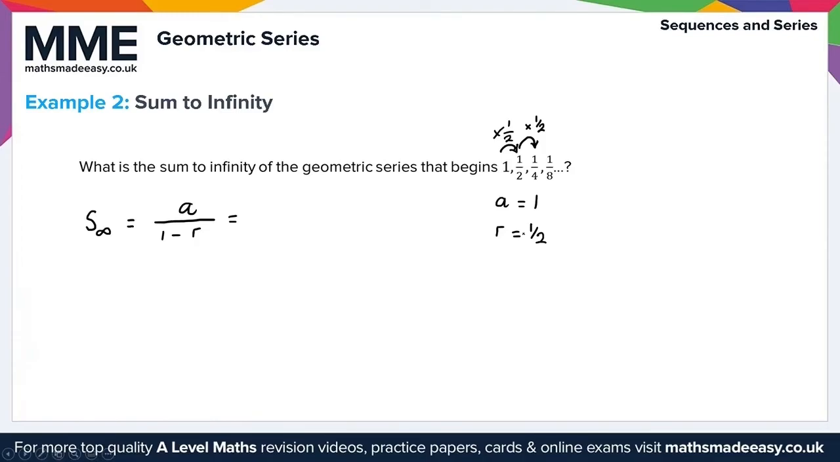Simply, all we need to do now is just substitute these values in. So A is 1, and we divide this by 1 minus R, where R is a half. So this is 1 minus a half. So in this case, our denominator evaluates as a half. So this is 1 divided by a half. And 1 divided by a half simply gives us 2. So therefore, the sum to infinity of the geometric series that begins 1, 1 over 2, 1 over 4, 1 over 8 is 2.